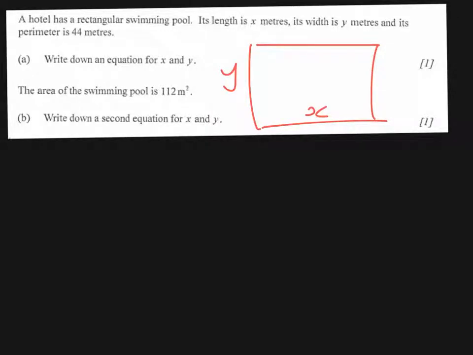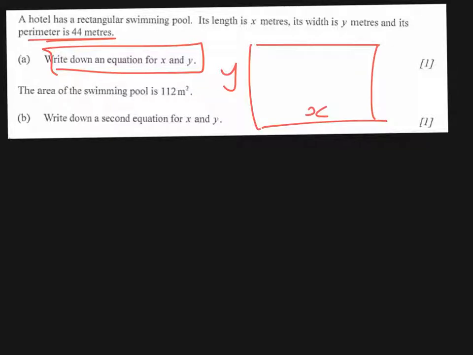Question 9 is problem solving using algebra. We're told that a hotel has a rectangular swimming pool. Its length is x meters and its width is y meters, and the perimeter is 44 meters. In part A, the first instance, we're asked to write down an equation in terms of x and y.